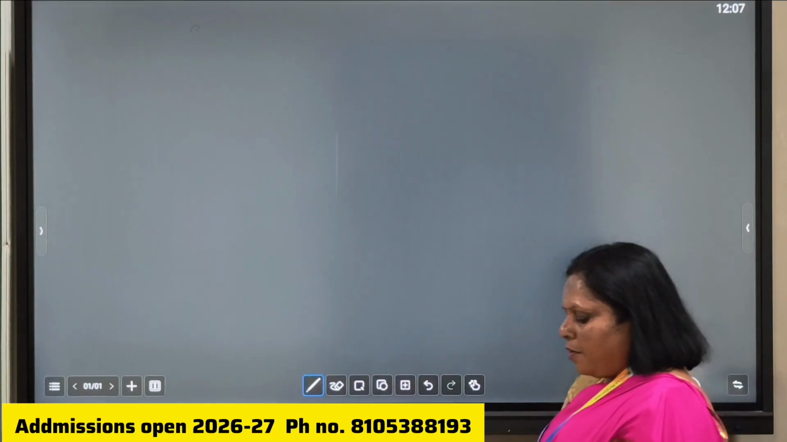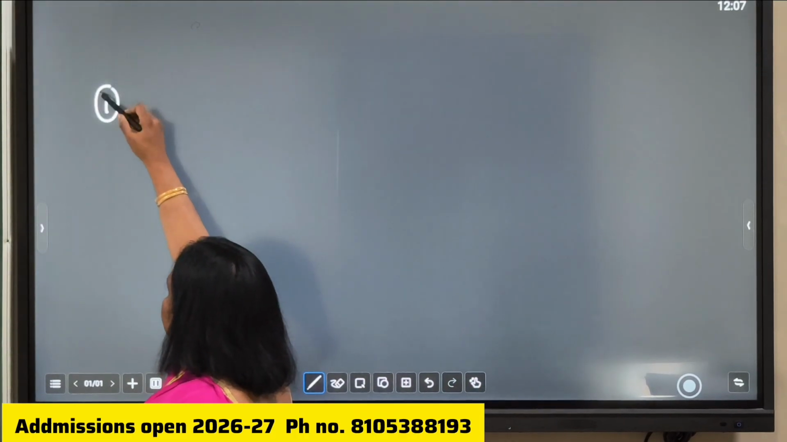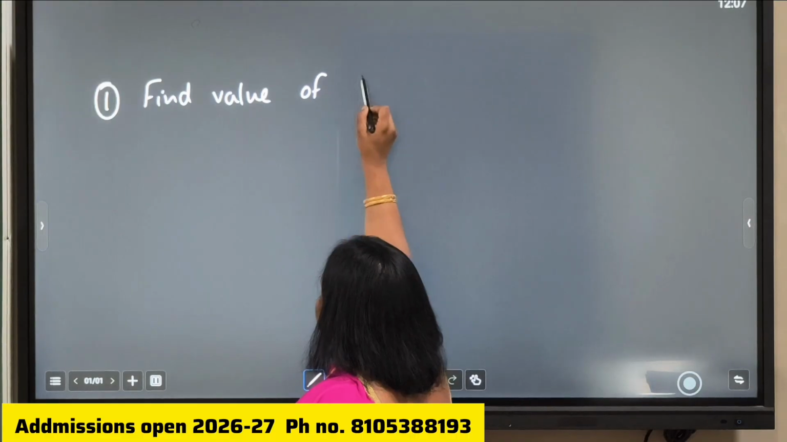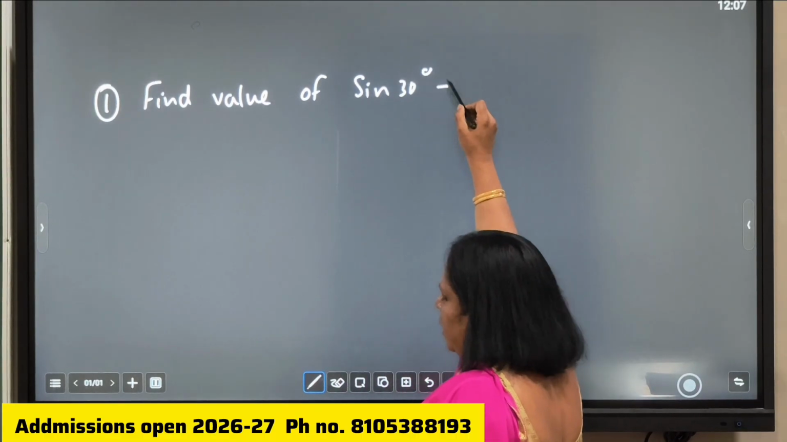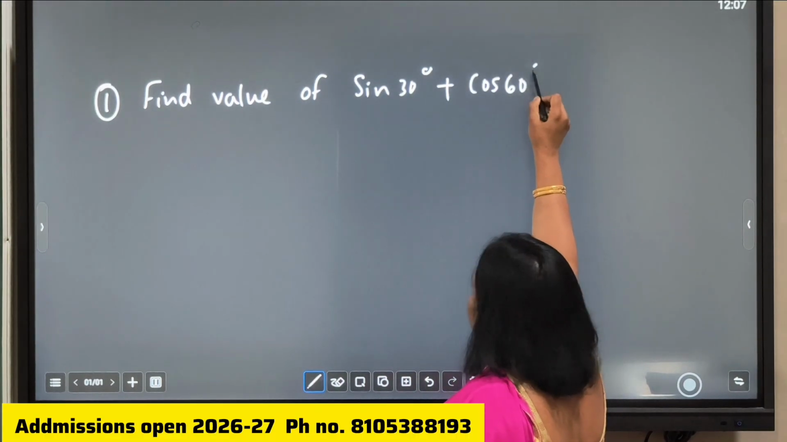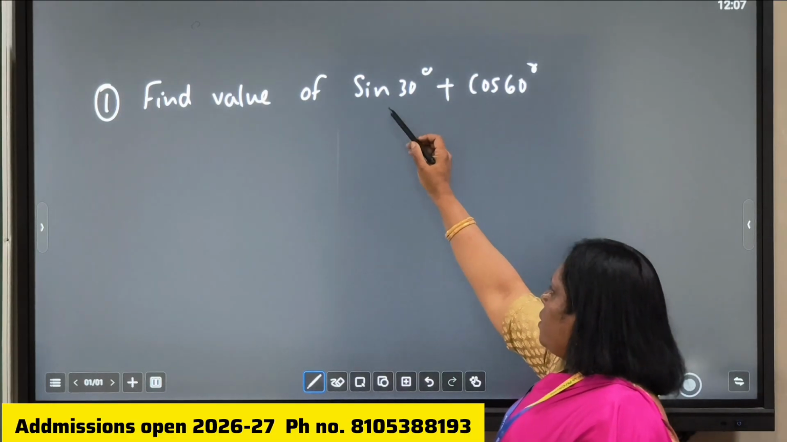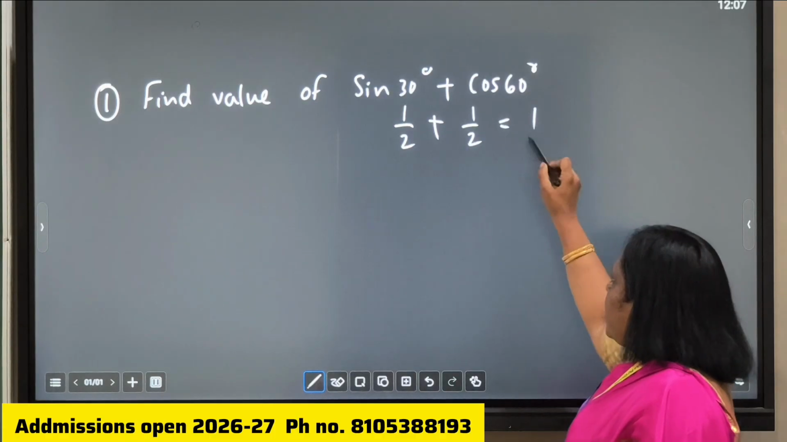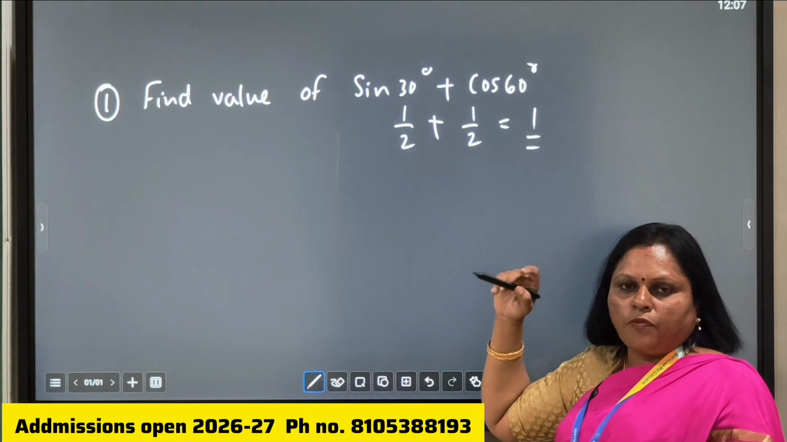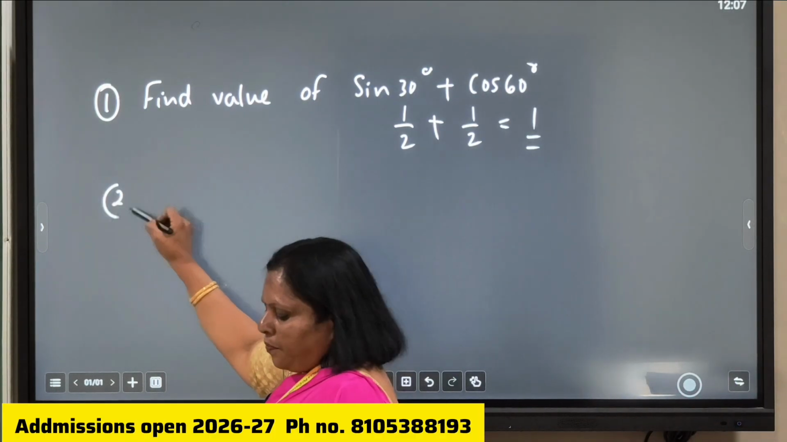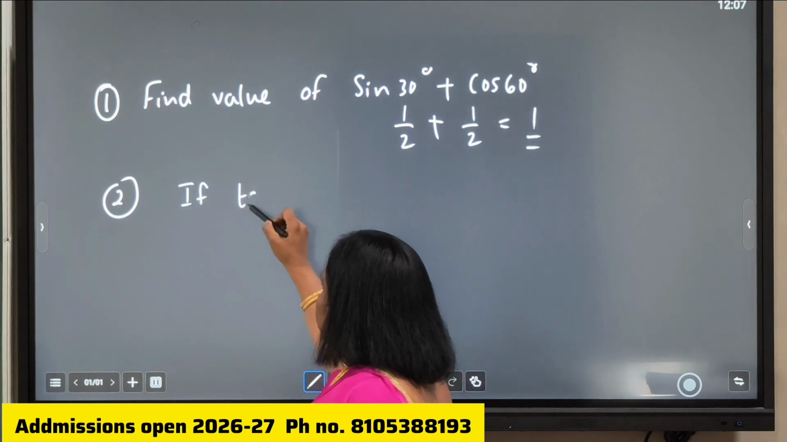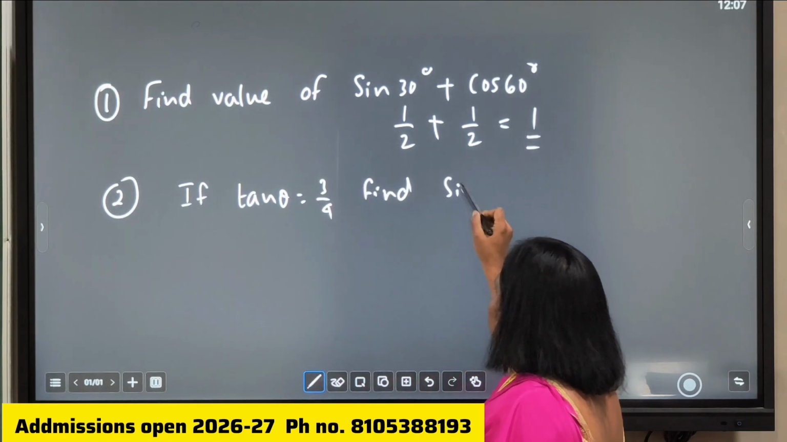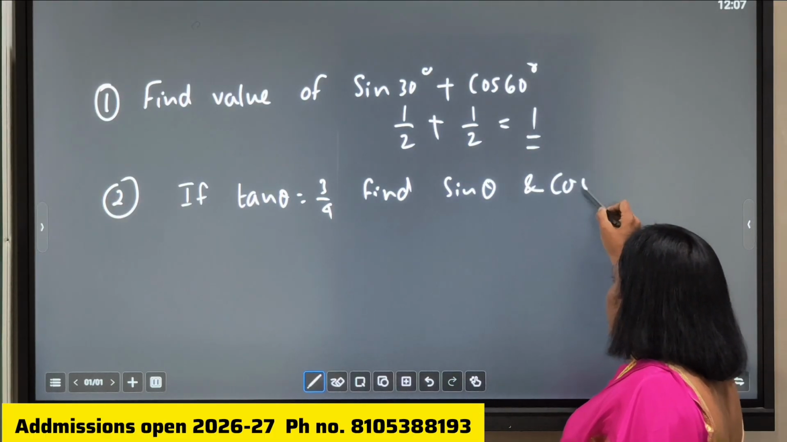Now you need to find the first one. Find the value of sine 30 degrees plus cos 60 degree. We know from the standard angles that sine 30 is 1 by 2 and cos 60 is 1 by 2. 1 by 2 plus 1 by 2 is 1. Many times I have asked this for 1 mark. Second question, if tan theta is 3 by 4, find sine theta and cos theta. This is also asked many times.